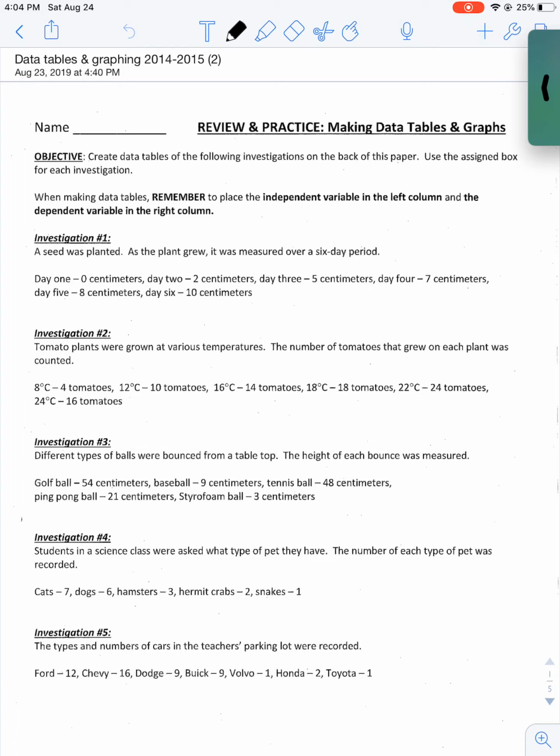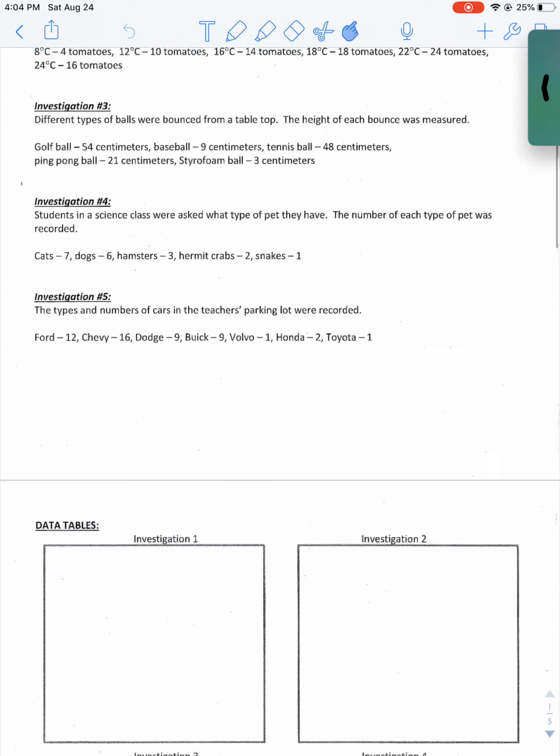Investigation 1 says that a seed was planted. As the plant grew, it was measured over a 6-day period. So the first thing that I want to do is create my data table. All data tables need a title. So this would be plant growth over time.